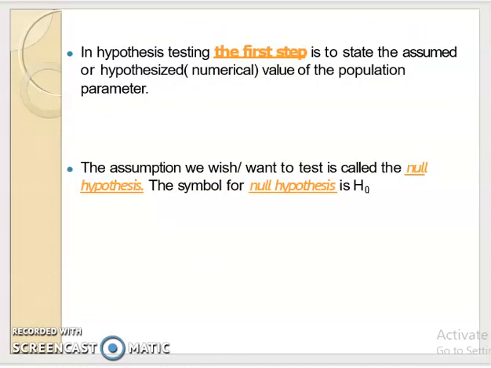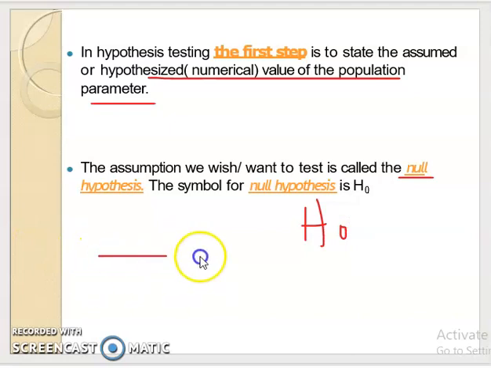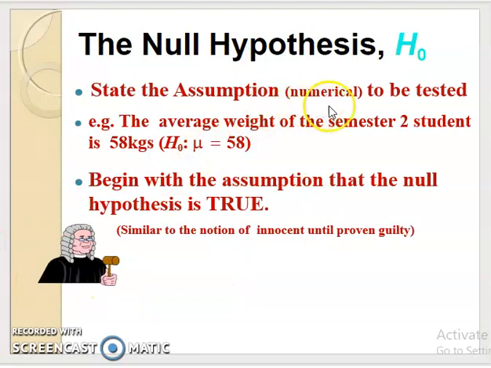So in hypothesis testing, the first step is to state the assumed or hypothesized value of the population parameter. This assumption we want to test is called the null hypothesis, and it is represented by the letter H0. So in order to test the hypothesis, we will be stating two statements. The first statement is called the null hypothesis. It is represented by the letter H0, the assumption to be tested.